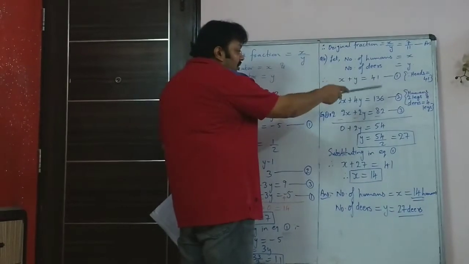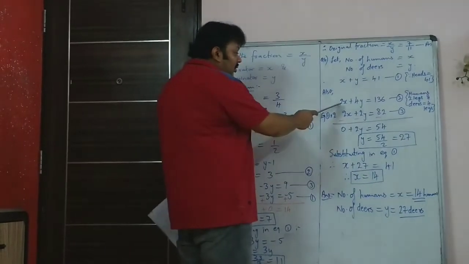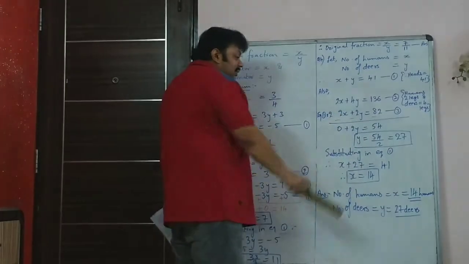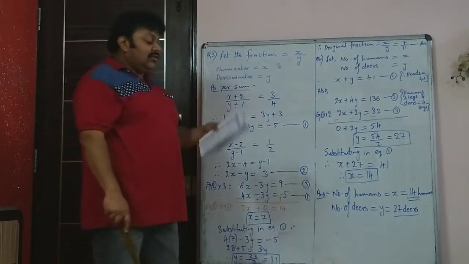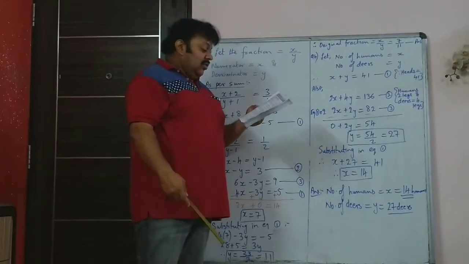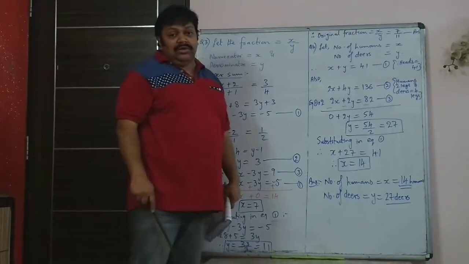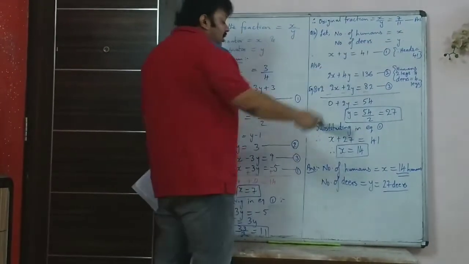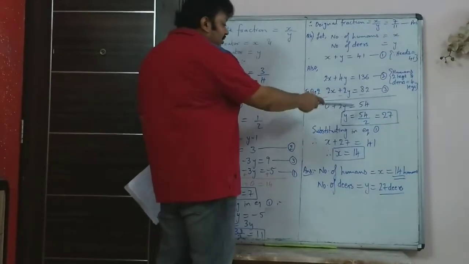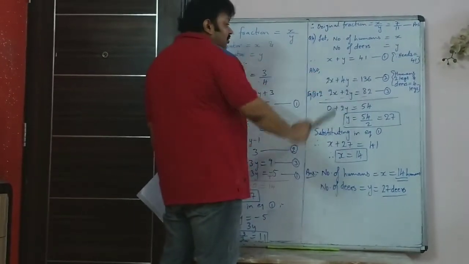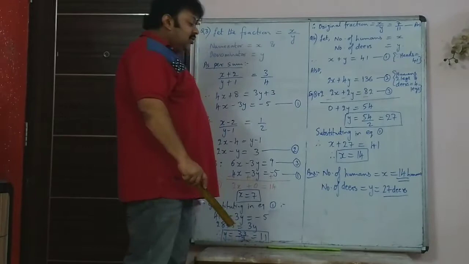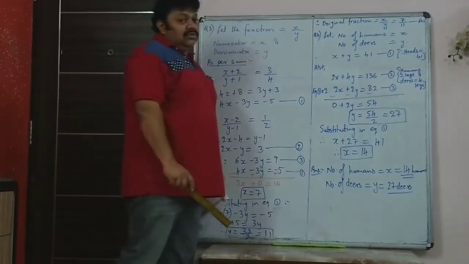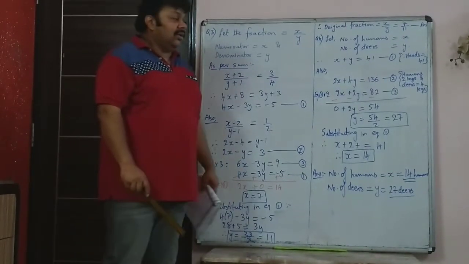So therefore when you subtract equation 1 minus 2, the 2x goes and here you get 2y is equal to 54 or y is equal to 27. So the number of deers you got, the number of deer is 27 deers are there. That is what you have taken y as. After that we substitute y is 27 in equation 1. So you will get x is equal to 14. So the number of humans will be x, which is 14. 14 humans will be there.